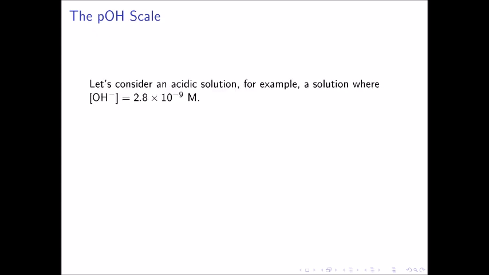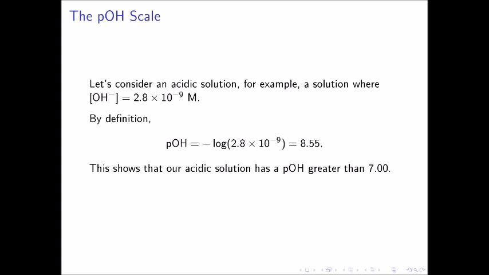Let's begin by considering an acidic solution. In this case, a solution where the hydroxide ion concentration is 2.8 times 10 to the negative 9 molar. Again, by definition, pOH is equal to the negative log of this concentration, or the negative log of 2.8 times 10 to the negative 9, which is 8.55. This demonstrates that our acidic solution has a pOH greater than 7.00. At 25 degrees Celsius, this is always true. Any acidic solution has a pOH greater than 7.